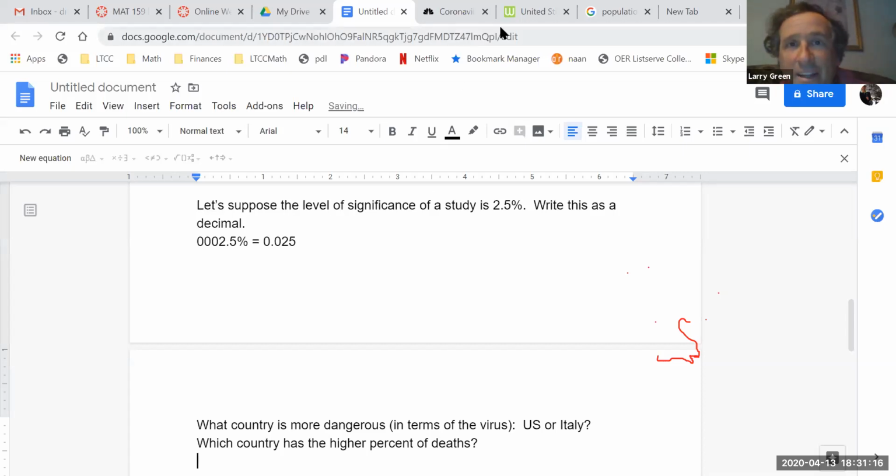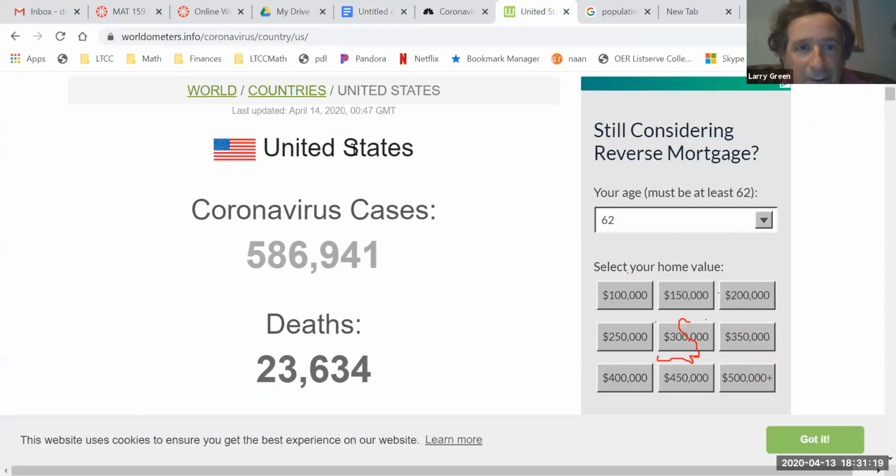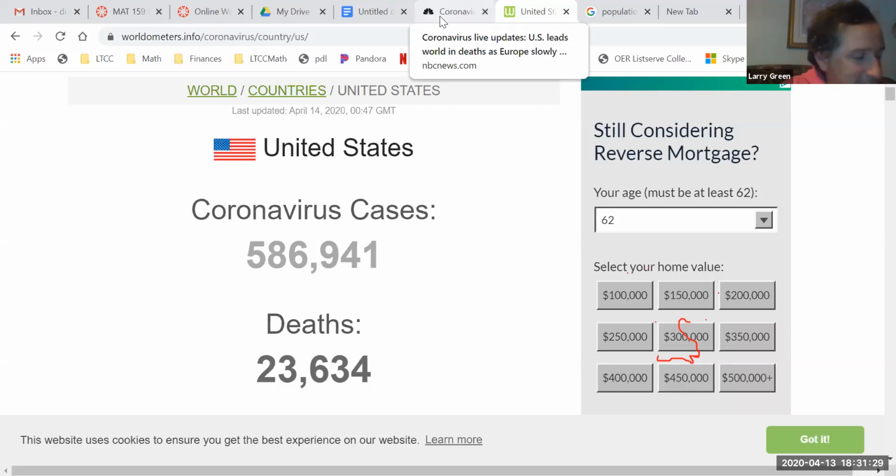So let's get our data. So first thing, number of deaths in the United States, 23,634. So let's write this down. Let me write it down so I don't forget. That's the easy way. 23,634.